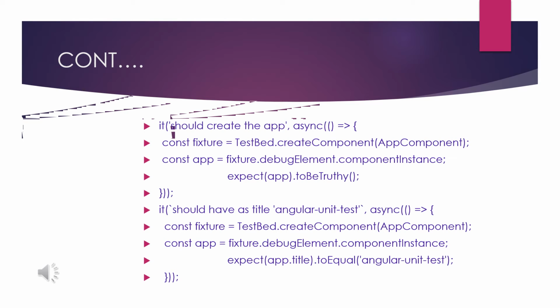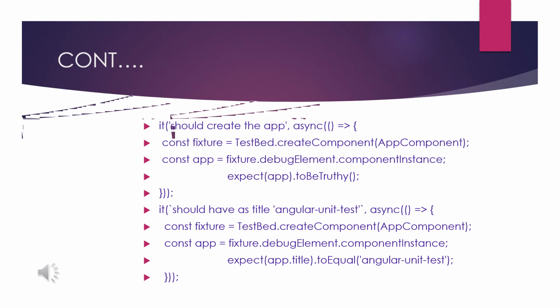First I need a constant fixture equal to TestBed.createComponent. I have an app component, and I have createComponent, so I fix this in a constant value, the fixture. And constant app is equal to fixture.debugElement.componentInstance, which will create a component instance of the app component, and that will be stored as app. I am expecting this app to be truthy, which means it will create a new instance of this component. That will be true, meaning it will return true, or else it will return false.